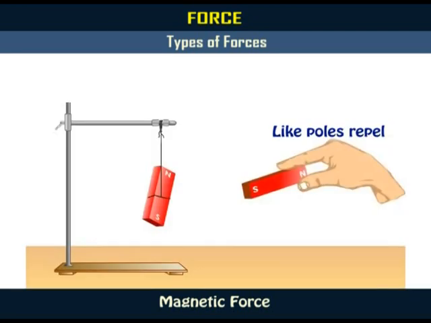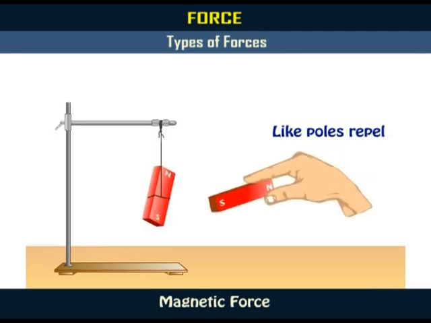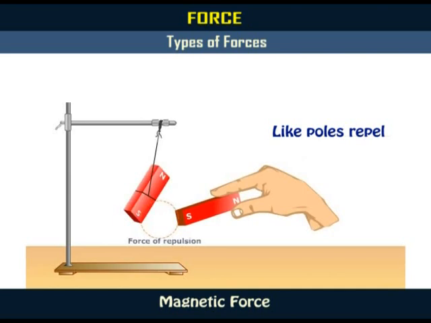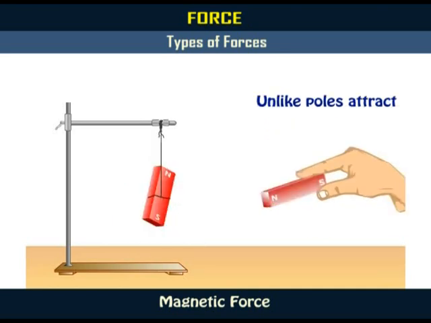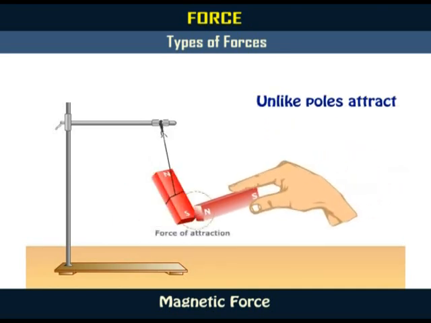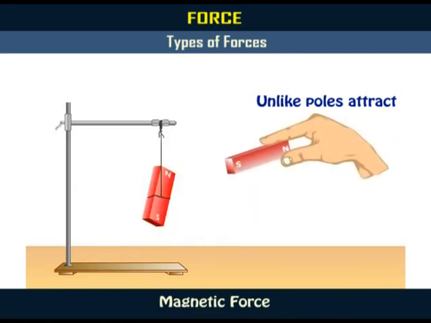When two like poles of magnets are brought close together, there is a repulsive force. And when unlike poles are brought together, there is an attractive force. So unlike poles attract, and like poles repel one another.